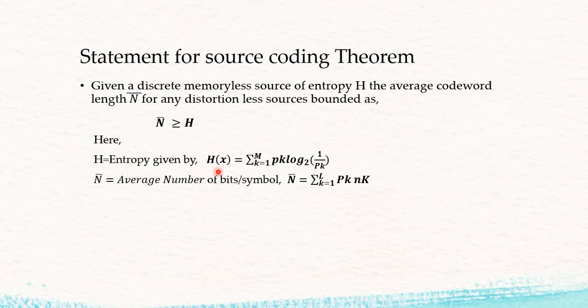The formula for entropy we have already discussed in previous lectures: entropy H is given by the summation of k equals 1 to M of p_k log to the base 2 of 1 by p_k, where p_k is the probability of occurrence. N bar is the average number of bits per symbol, given by the summation of k equals 1 to L, where L is the length, of p_k into n_k, where p_k is the probability and n_k is the number of bits for that particular probability value.